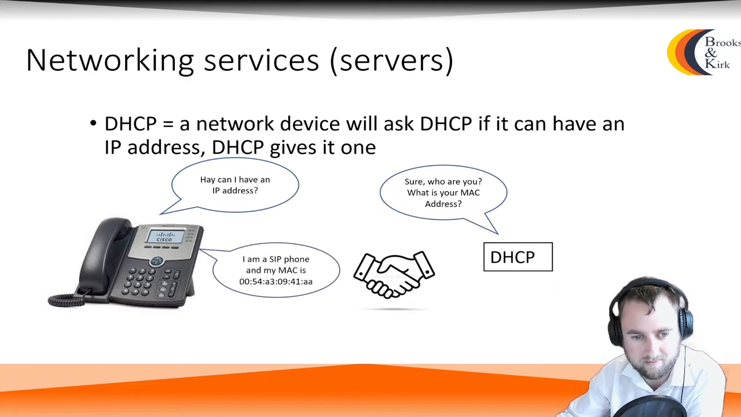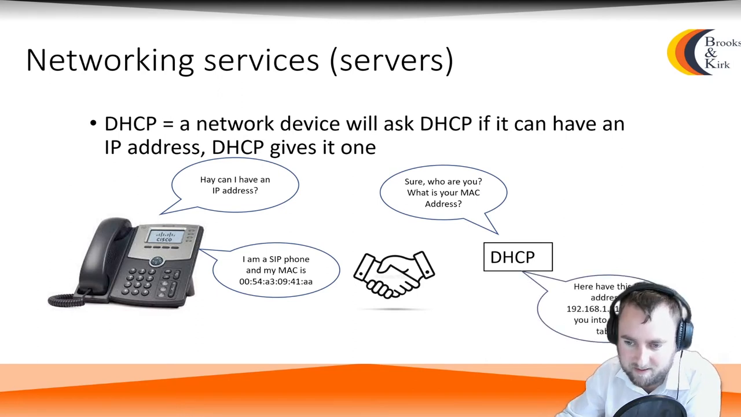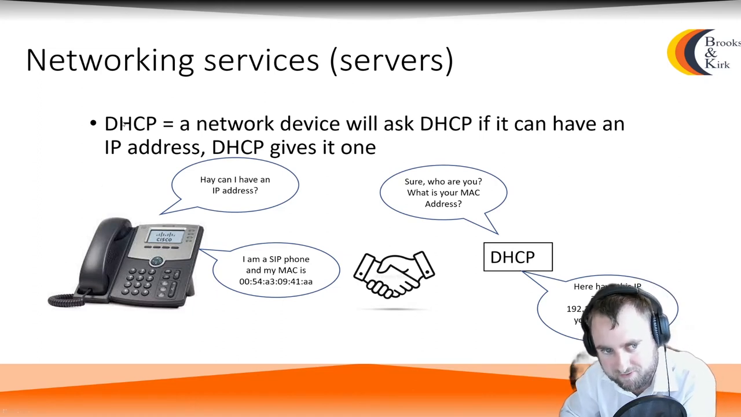And then it'll go, "Yeah, okay, I'm a SIP phone. This is my MAC address." And then it'll go, "Yeah, fine, I've got it. I'm going to give you this IP address and I'm going to add your MAC address to this table so I know where to find you again in the future." That's what a DHCP does.